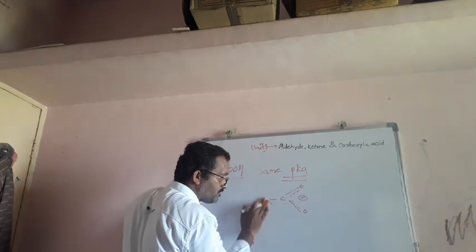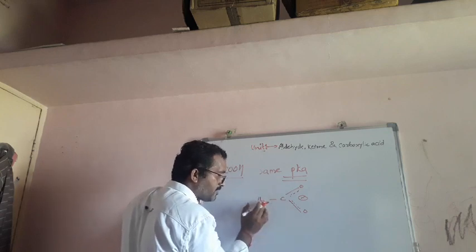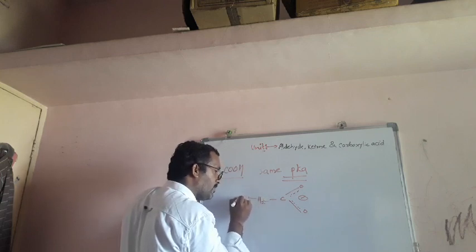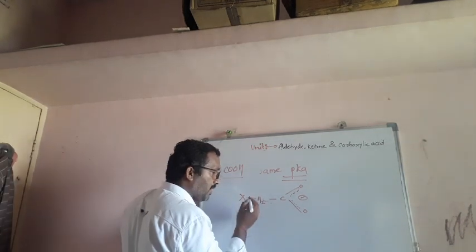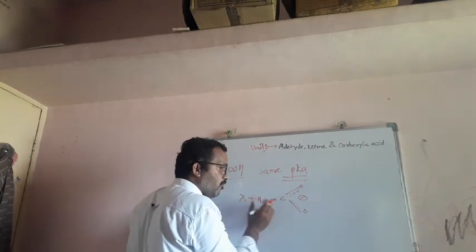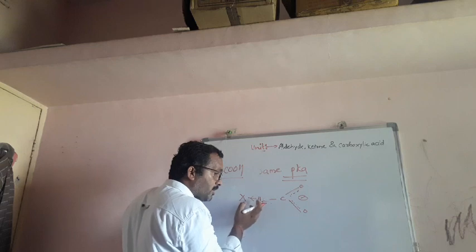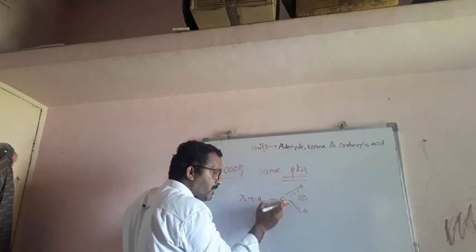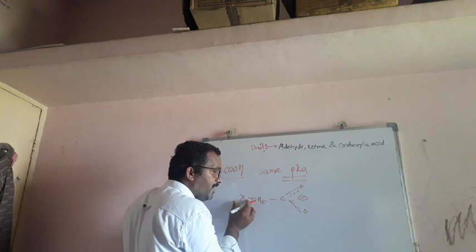Instead of this R, we take CH3. And if one hydrogen atom of this CH3 is replaced by a halogen, this halogen is more electronegative than this carbon. That means the electron pairs get withdrawn from this carbonyl carbon towards this halogen, which has the higher electronegativity.